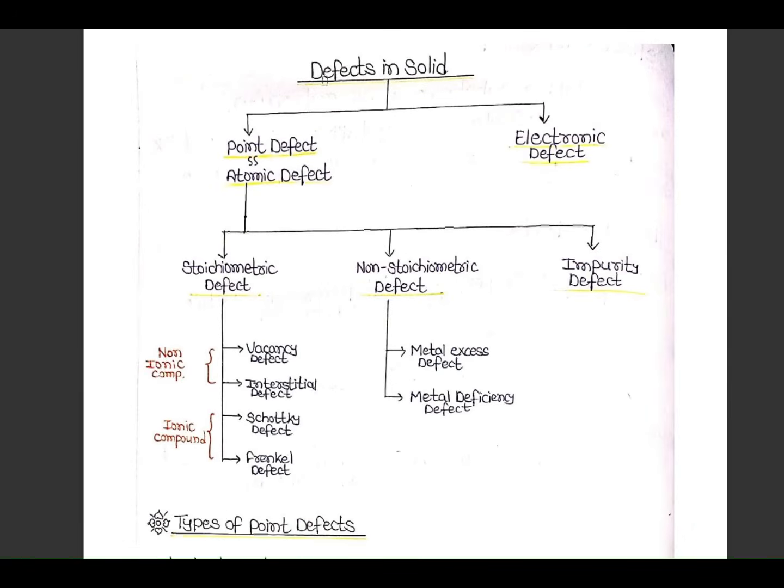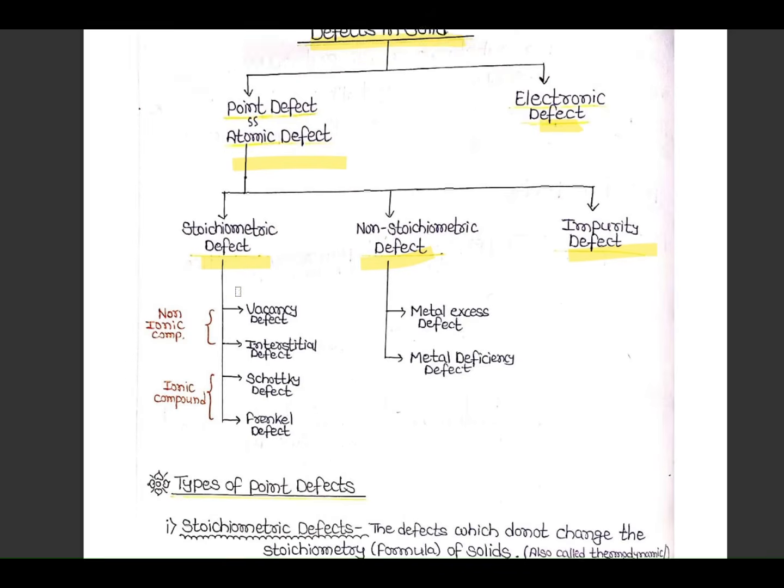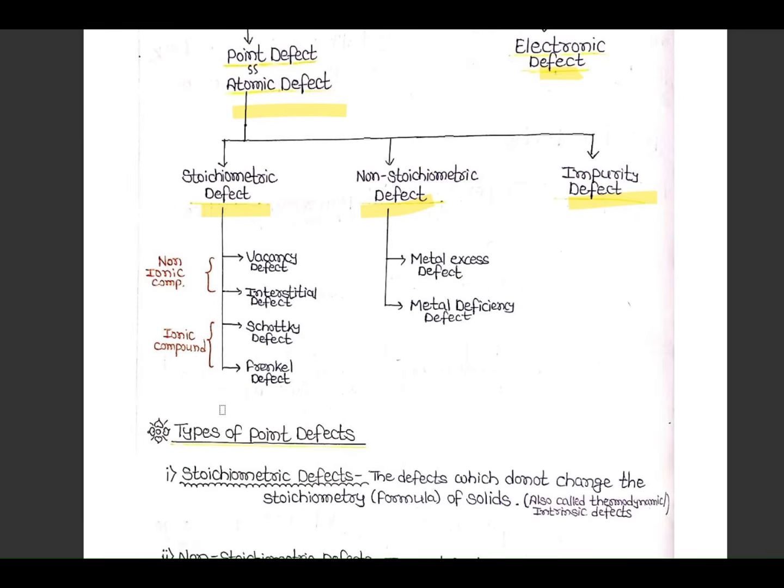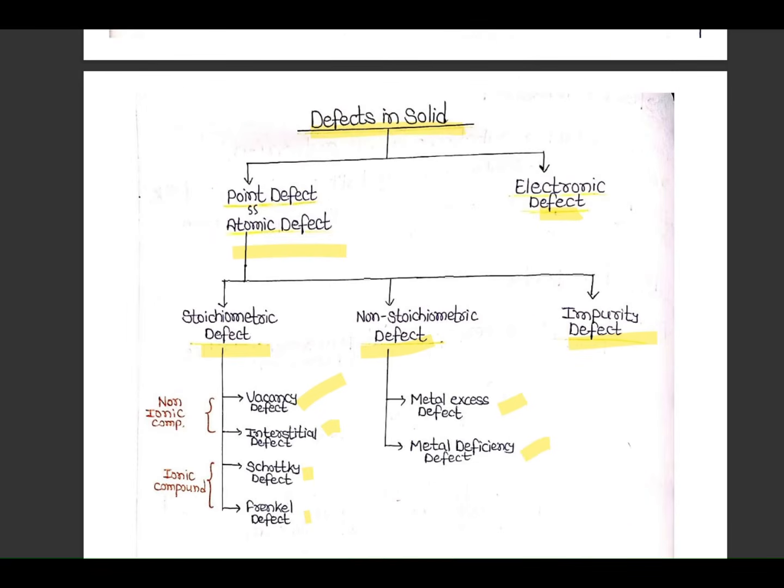Now let us come to the defect classification. The defects are divided into two parts: point defect, or atomic defect, and electronic defect. The point defect is subdivided into three types, that is stoichiometric defect, non-stoichiometric defect, and impurity defect. The stoichiometric defect is divided into four categories. Two are of non-ionic compounds, that is vacancy defect and interstitial defect. And in case of ionic compounds, Schottky and Frenkel defect. And in case of non-stoichiometric defect, there are metal excess defect and metal deficiency defect. Take the screenshot of this classification.